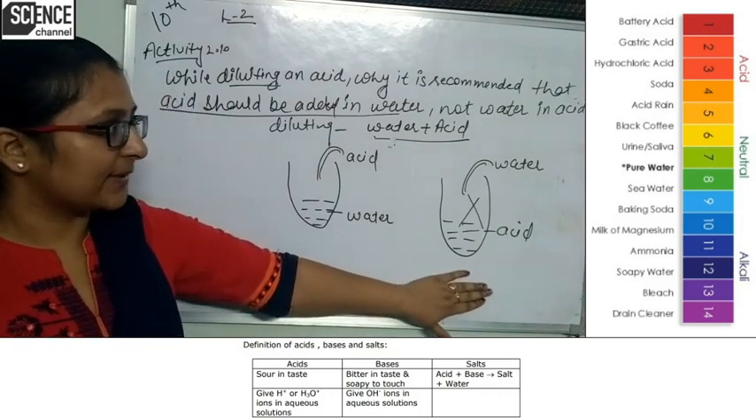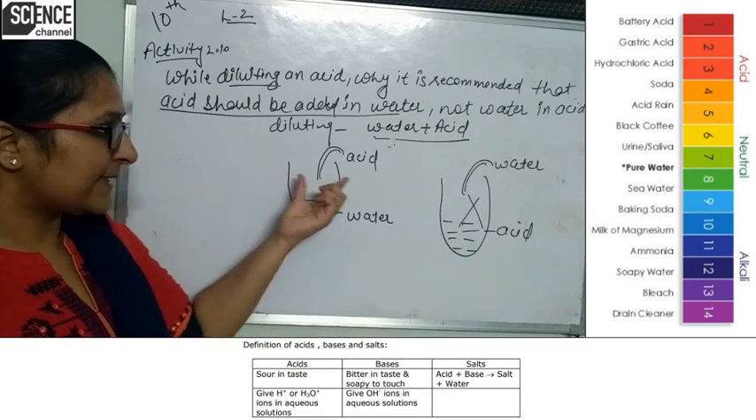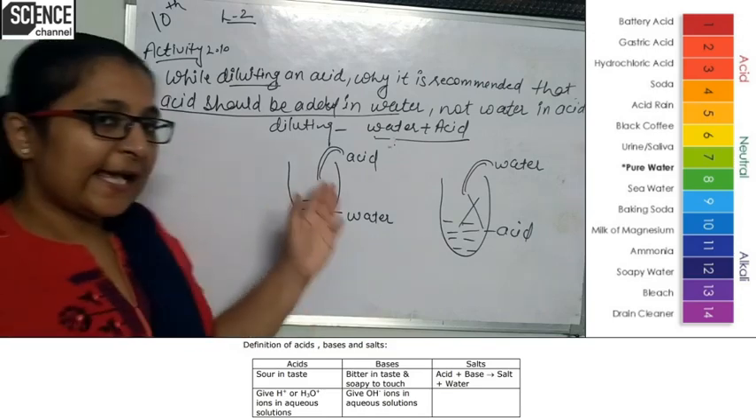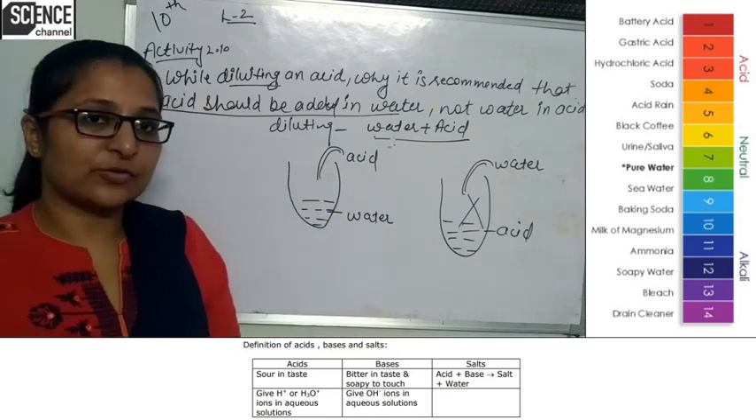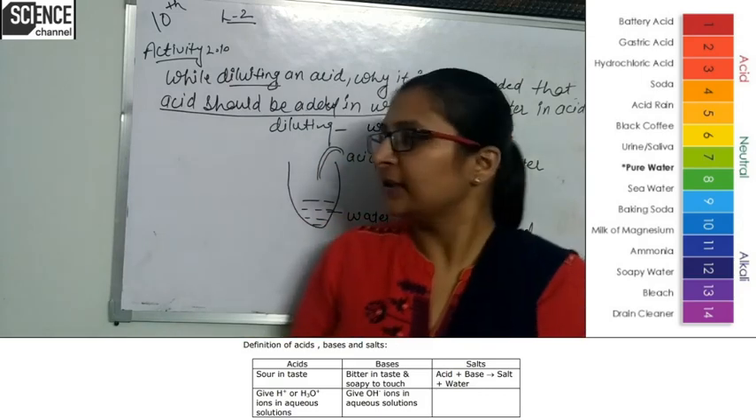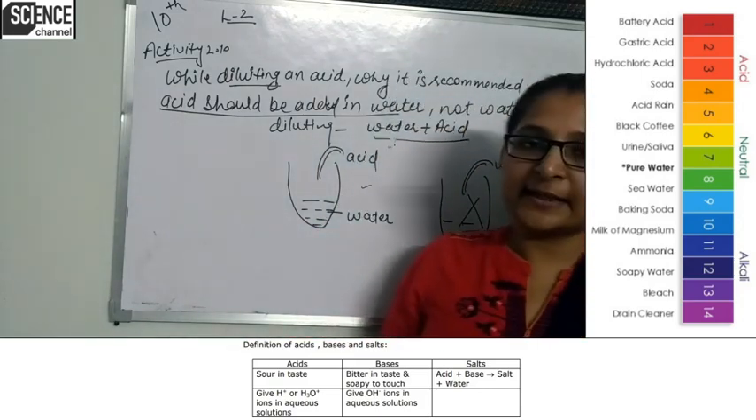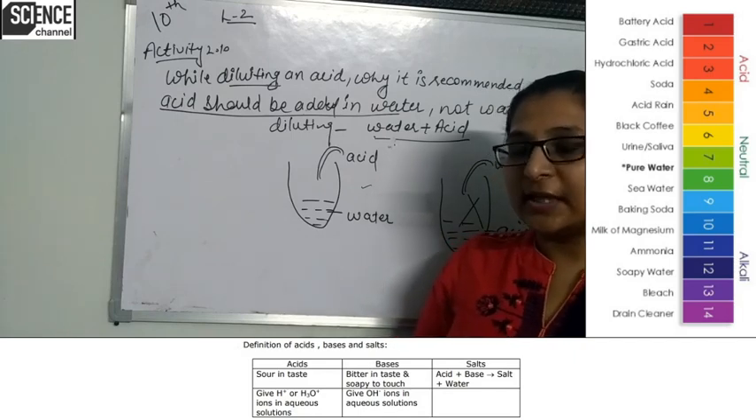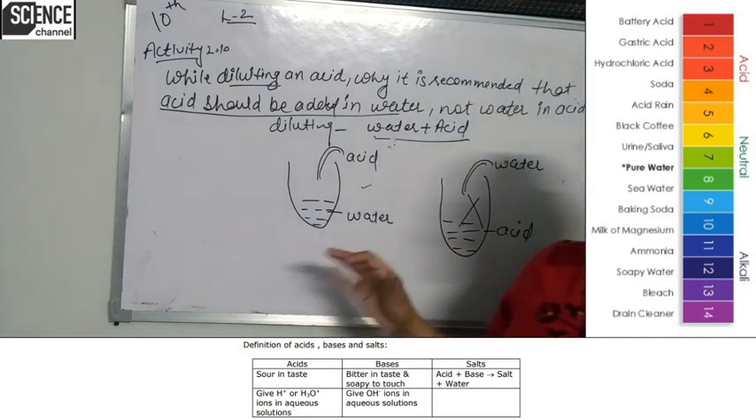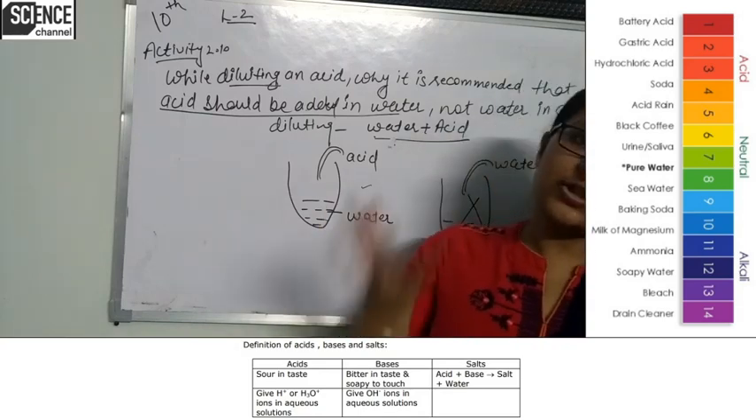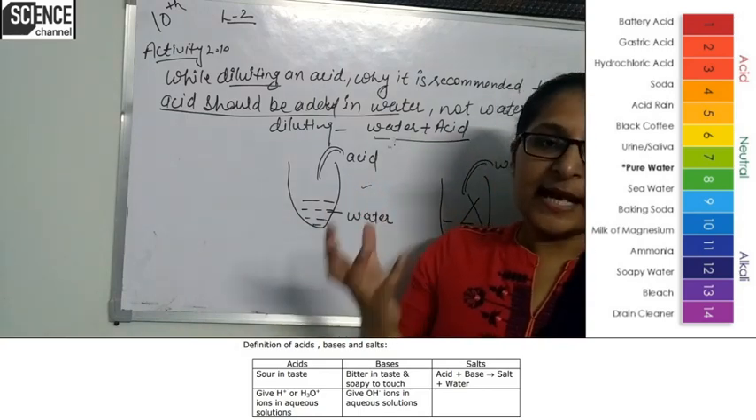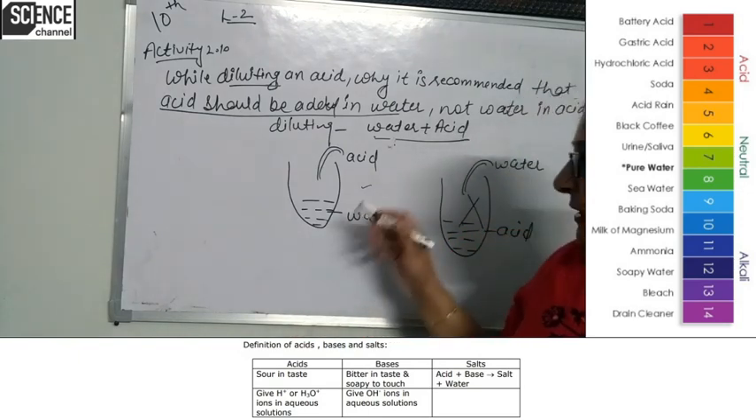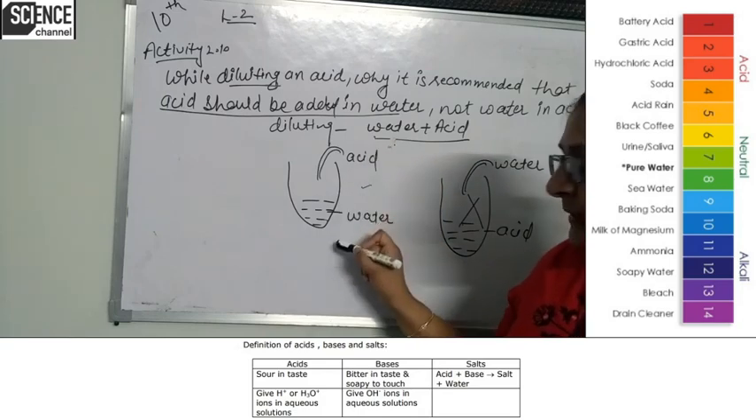Why? Give the reason. We should always add acid to water, because it is a highly exothermic reaction. If we add water to an acid, then the solution will be splashed out, and there will be chances of burning. So that's why we should always add acid to water.